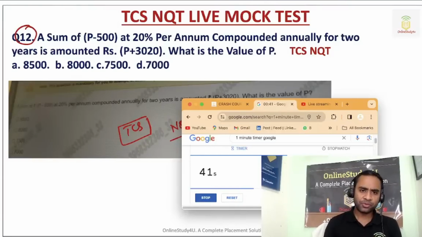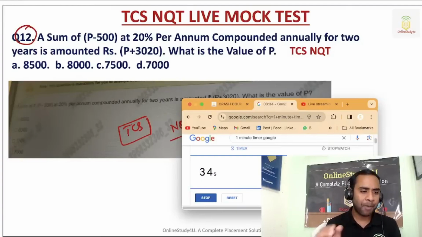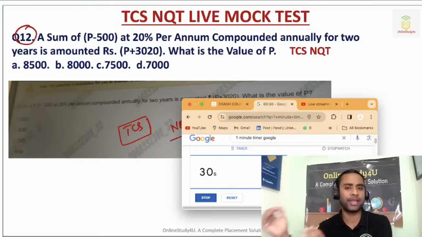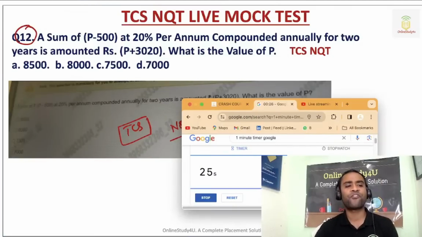Now you see, principal is given, rate is given, time is given. Use the formula: amount will be equal to principal into 1 plus r by 100 to the power n. That's all. Based on the formula, you have another 25 seconds to solve.